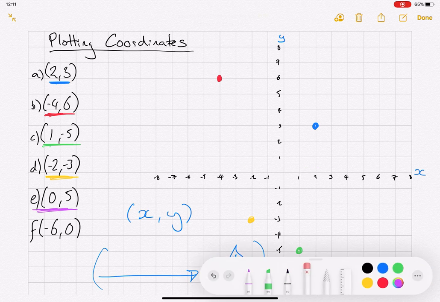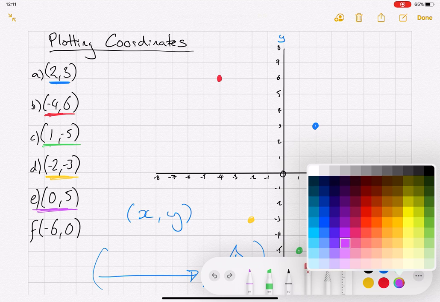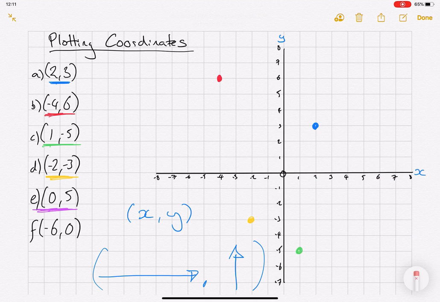But we also have to have a look at the stairs, so we also have to go up and down the stairs. So x stays at 0, but the y goes up to a 5. So therefore we're looking at this coordinate here. That is where 0, 5 will sit.